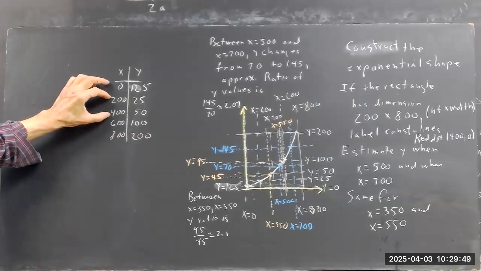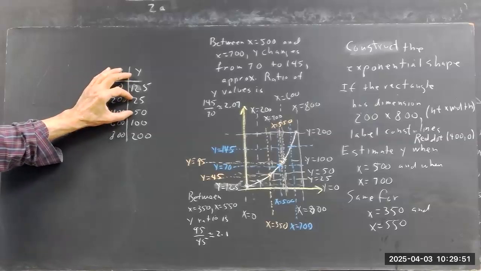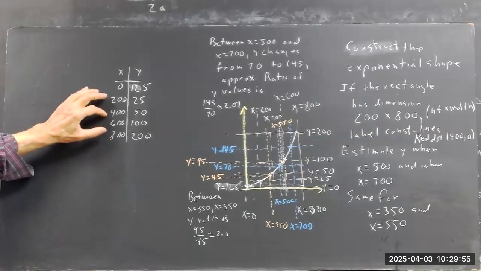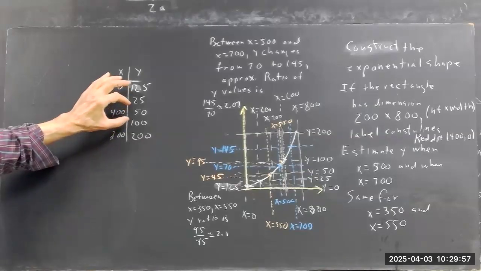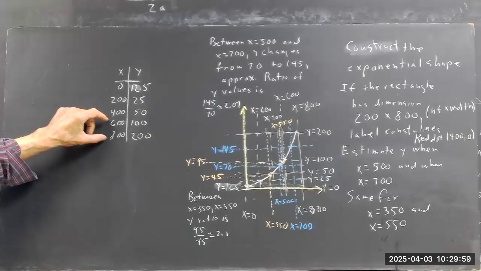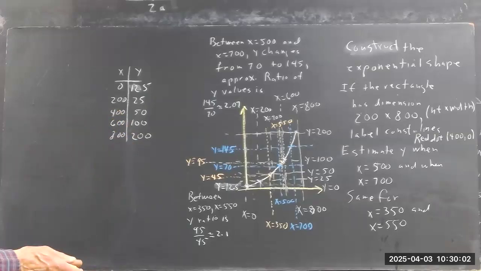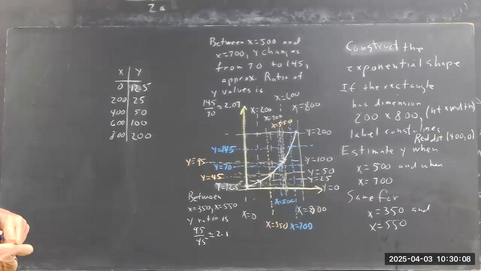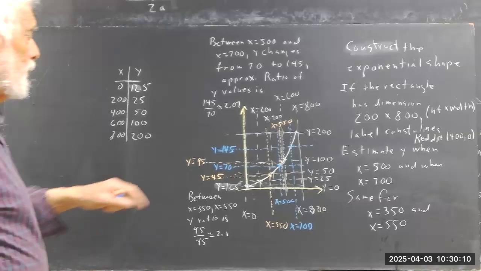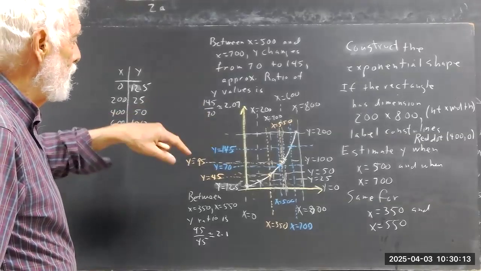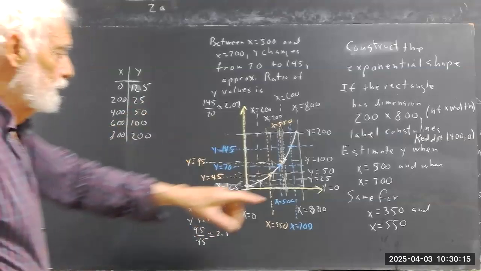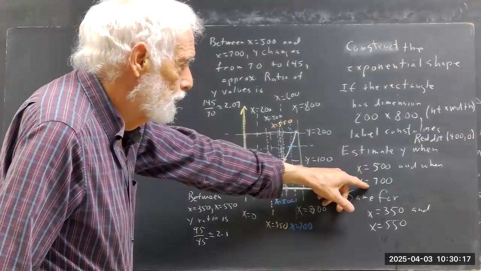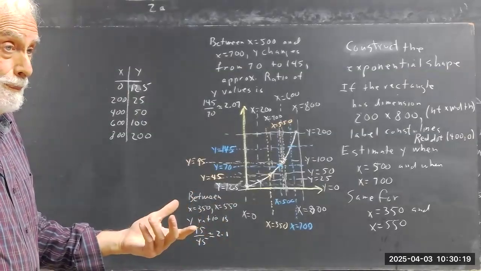We move 200 units here, y doubles again from 25 to 50. If we move 200 units from 400 to 600, y doubles from 50 to 100, 600 to 800, y doubles from 100 to 200. Now, this is kind of a roundabout way of establishing it, but now if you've made these estimates, I find, okay, well, again, notice from 500 to 700 is 200 units.